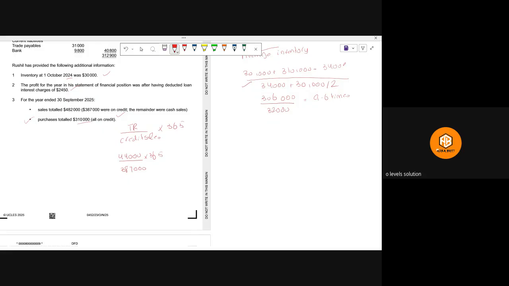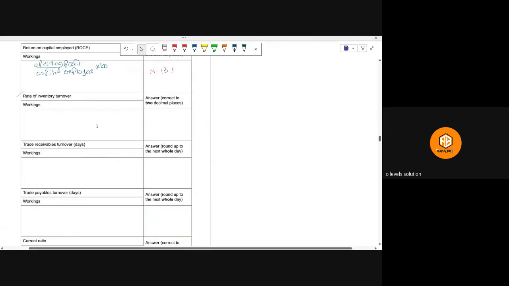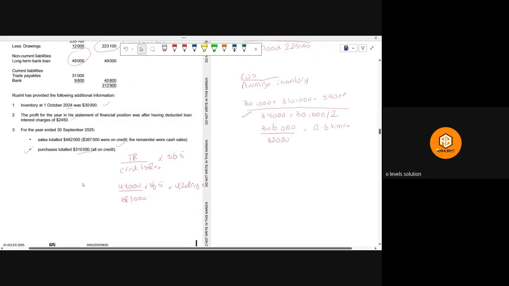What's the answer? 42. Then I think we need to find out the trade payables turnover in days. So again, we will write the trade payables divided by the credit purchases. So as you can see the purchases are equal to 3,10,000 and the trade payables are 31,000.